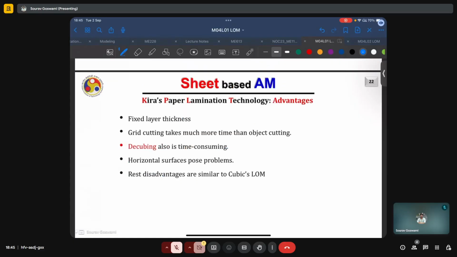Again, some of the disadvantages are the fixed layer thickness and the lack of adaptive slicing. Grid cutting, as usual, taking much more time than object cutting. Decubing being the rate determining step. Horizontal surfaces being problematic in general.